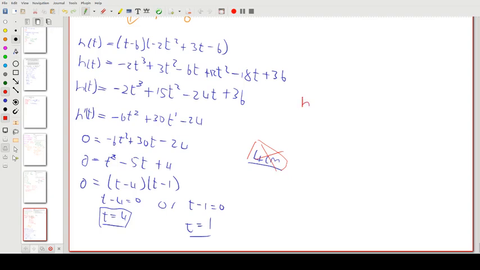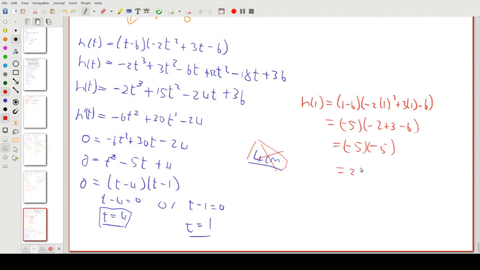So we do h of 1, so that'll give us 1 minus 6 times negative 2 times 1 squared plus 3 times 1 minus 6, and we've worked that out. So 1 minus 6 is negative 5. This gives us negative 2 times 1 is negative 2, 3 times 1 is 3, minus 6, so that's negative 5 times, that gives us negative 8 plus 3 is negative 5, so that gives us 25 centimeters. So that's one option.